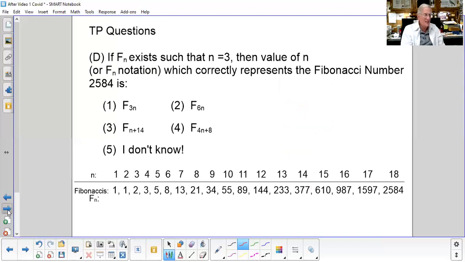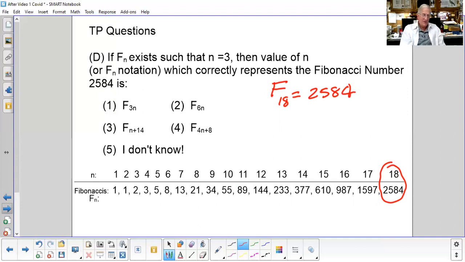All right, let's look at D. If f sub n exists such that n is equal to 3, then the f sub n notation which correctly represents the Fibonacci number 2584 is what? Well, look at 2584. It is the 18th Fibonacci number, right? So f sub 18 is 2584, right?